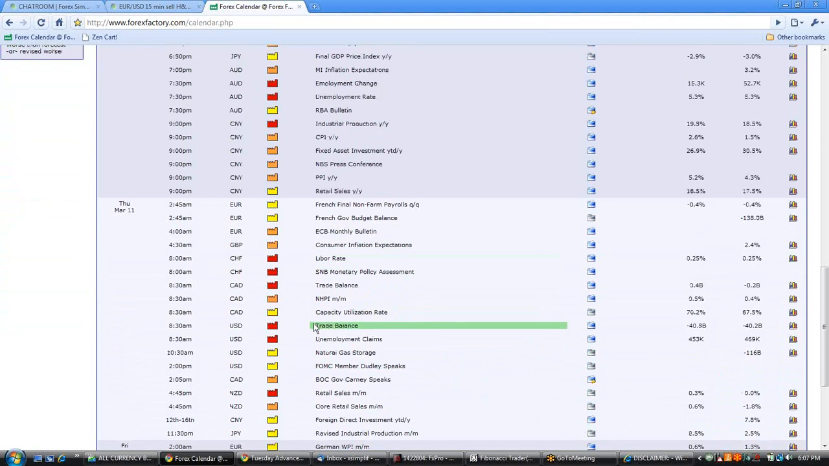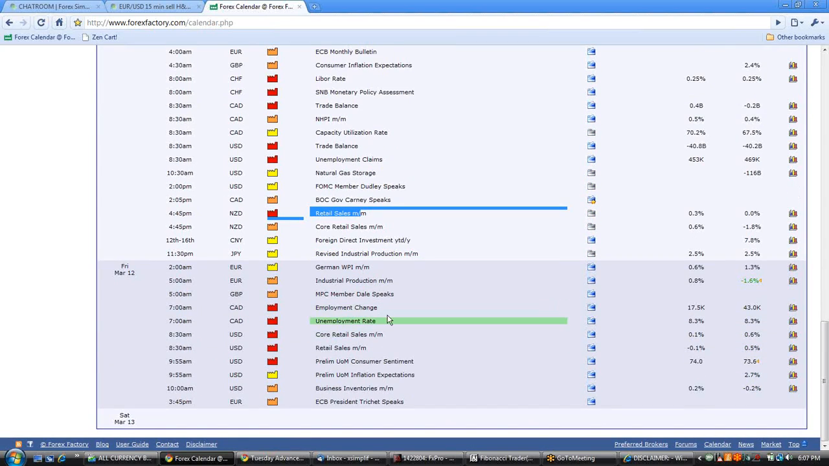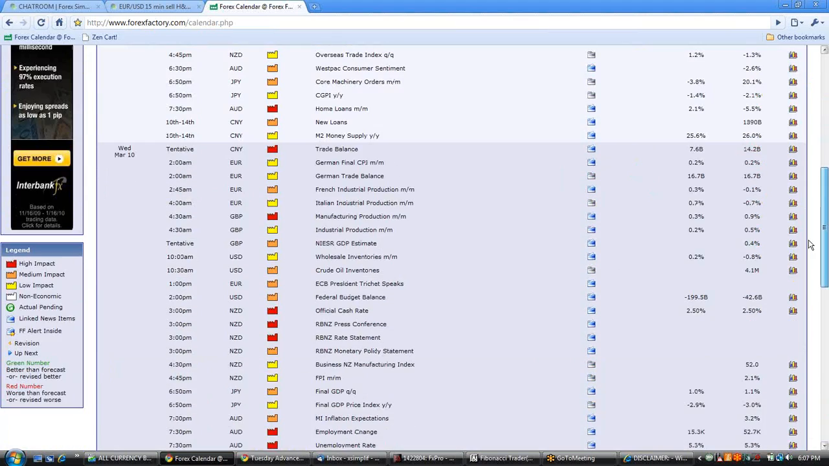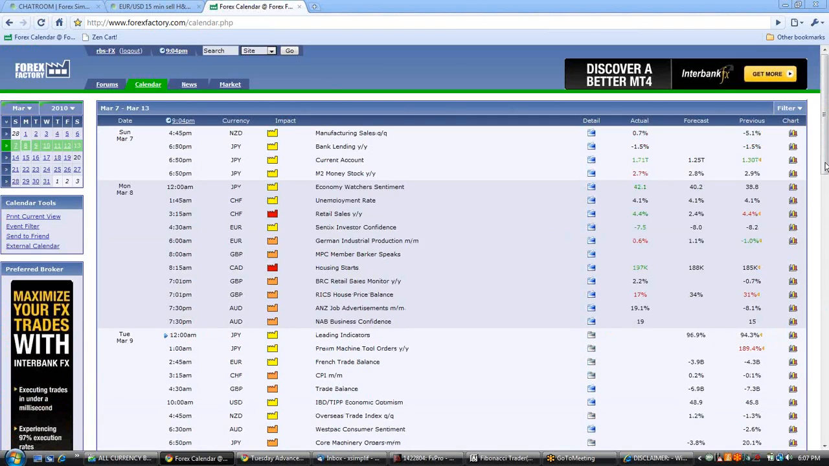Thursday morning, the US trade balance, unemployment claims, and in the afternoon we have the New Zealand retail sales. Friday morning we have the Canadian unemployment rate and retail sales for US. Not very much over the weekend. We might see a very slow week, but as the market always proves, we never know.